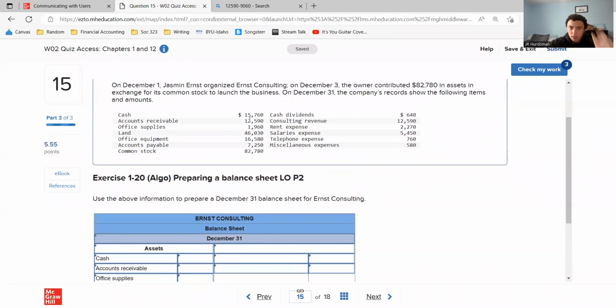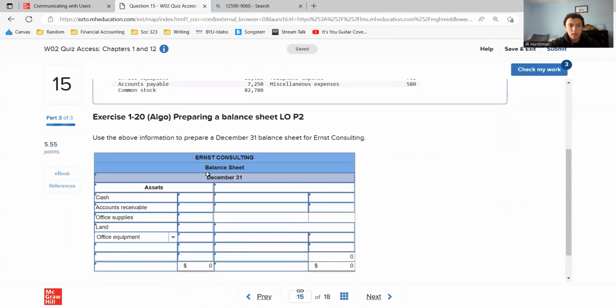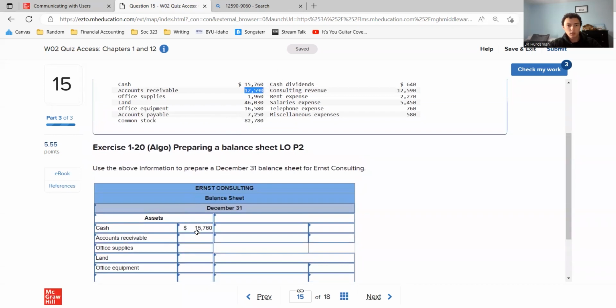Boom. All right, now we're just gonna copy and paste all of these numbers into it. Account receivables. All right, now office supplies. What? Come on. Okay. All right, guess we're typing that one in manually. All right, 1960. Land. All right, apparently my copy paste doesn't want to work right now. There we go. Office equipment.